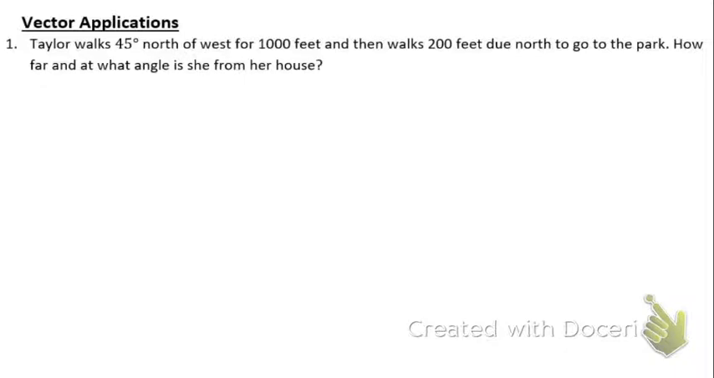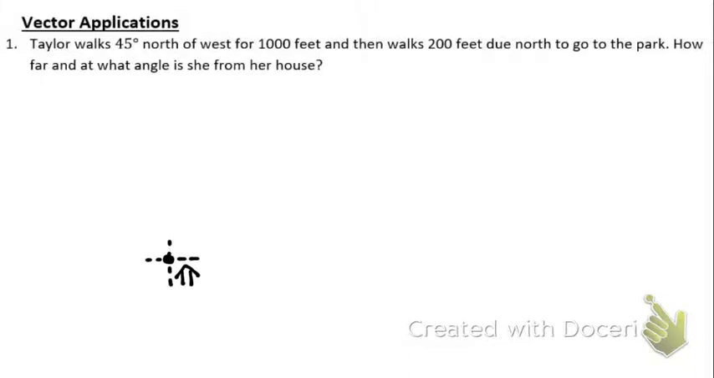All right, so I'm going to draw a picture for this one, and we're going to write the vectors that go with each piece. It says Taylor walks 45 degrees north of west for 1,000 feet. Because of the end of the question, I'm assuming that she starts off from her house. Because if she doesn't, I have no idea where her house is, and I can't answer the question. She walks 45 degrees north of west.